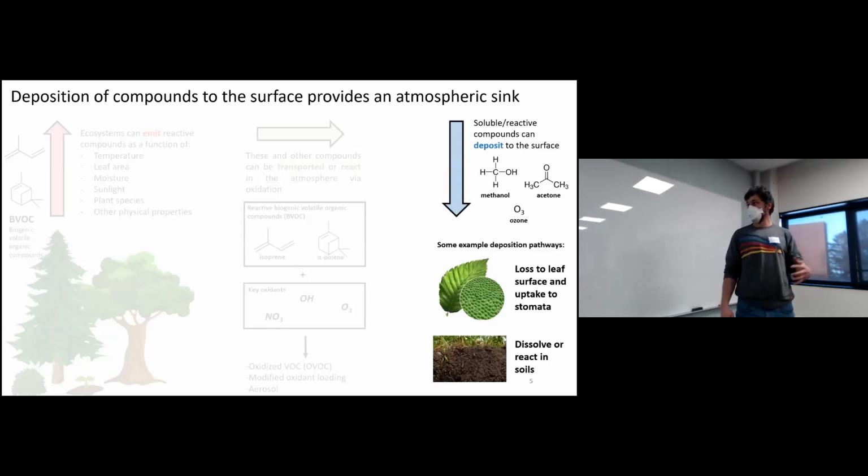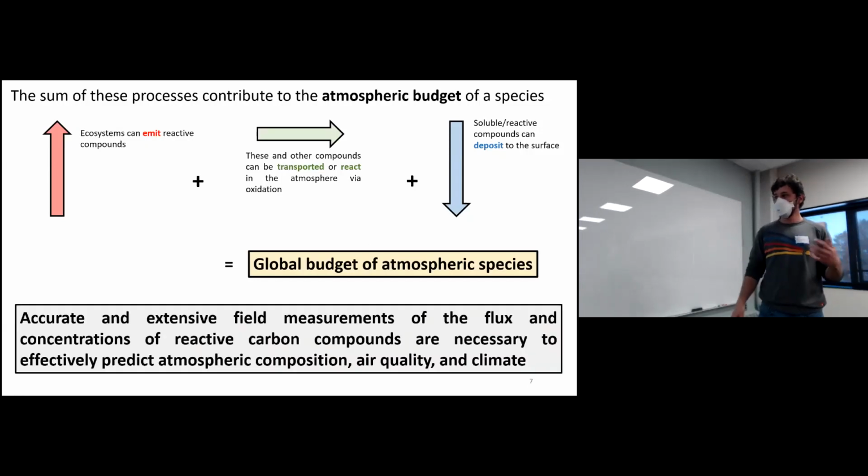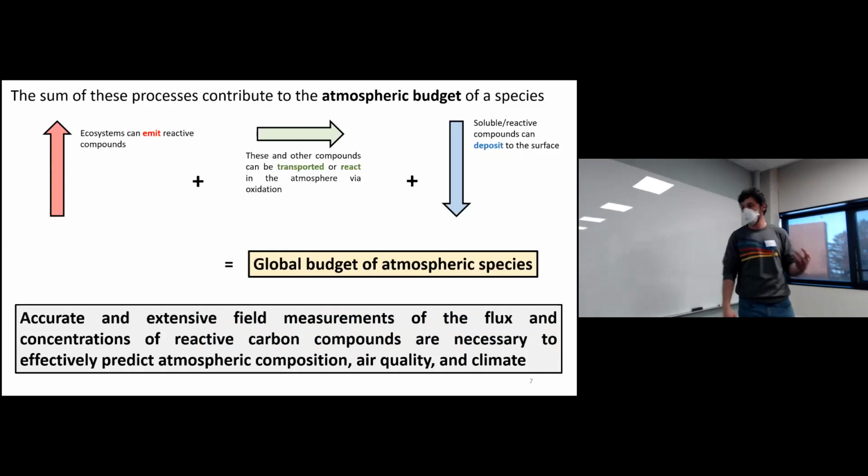So something like methanol or acetone or ozone, they could get solubilized by the surface or go into the stomata of leaves or other things. So thinking about all these things contribute to the global budget of an atmospheric species. What we need are accurate and extensive field measurements of fluxes and concentrations of these reactive carbon compounds to predict atmospheric composition, air quality, and climate impacts.